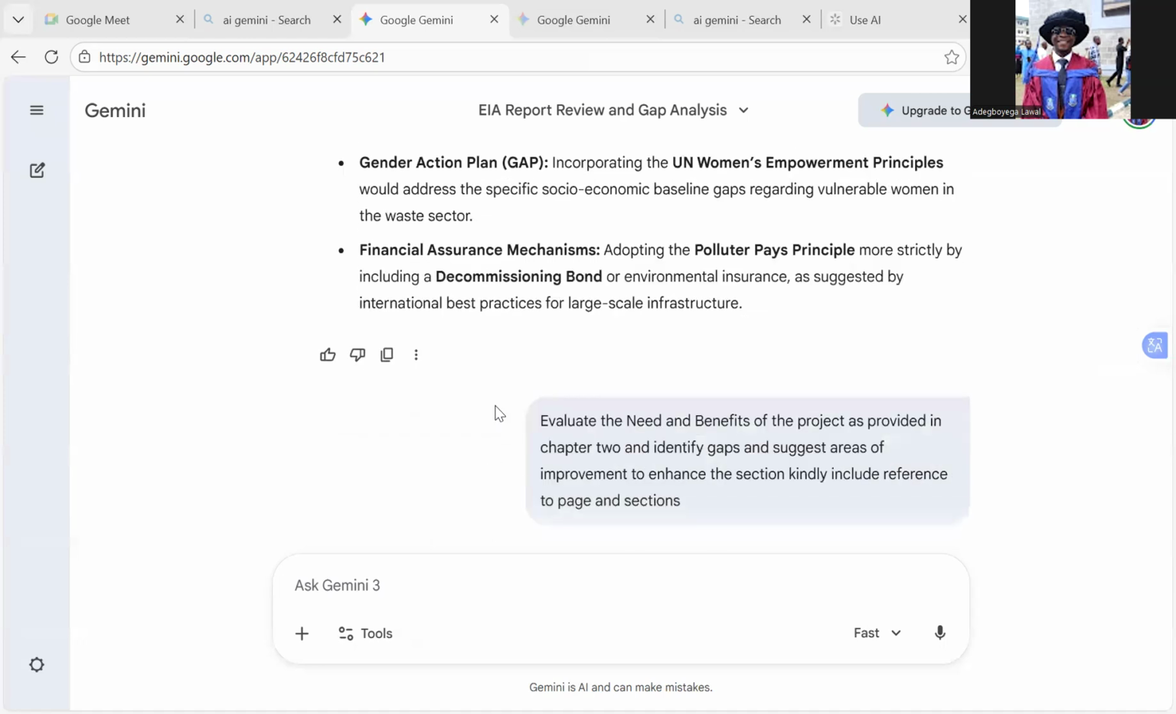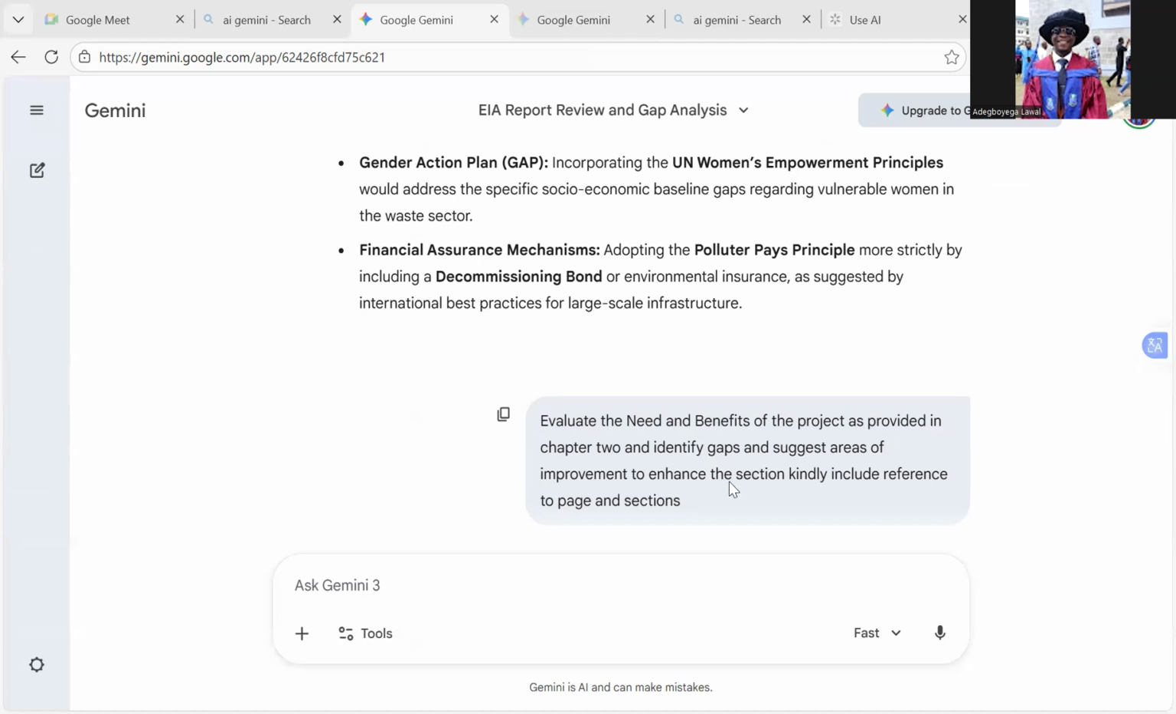So that was that about chapter 1. I was able to get this, and I think with these two areas, my chapter 1 will be okay. So moving forward, I said, okay, let me evaluate the needs and benefits of the project. That is chapter 2 now, which talked about project justification. I said, evaluate the needs and benefits of the project as provided in chapter 2 and identify gaps and suggest areas of improvement to enhance the section. Kindly include reference to page and sections.